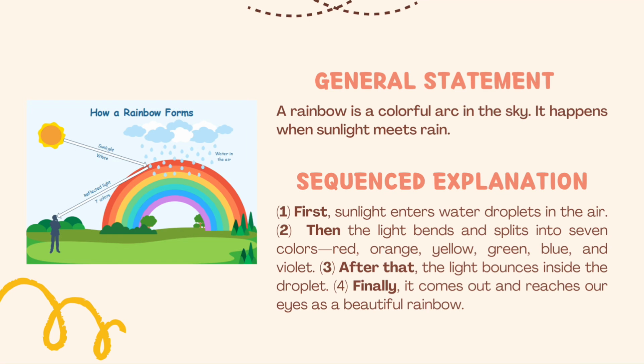First, sunlight enters water droplets in the air. Then, the light bends and splits into 7 colors, such as red, orange, yellow, green, blue, and violet. After that, the light bounces inside the droplet. Finally, it comes out and reaches our eyes as a beautiful rainbow.